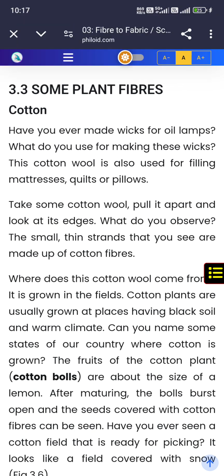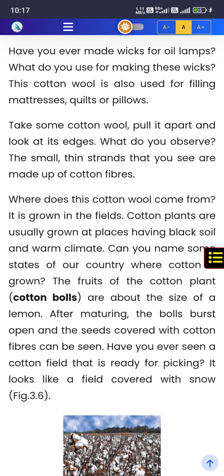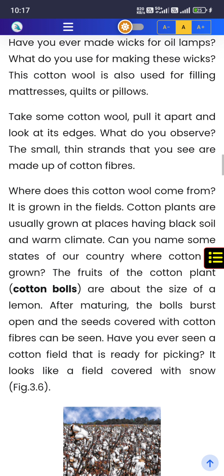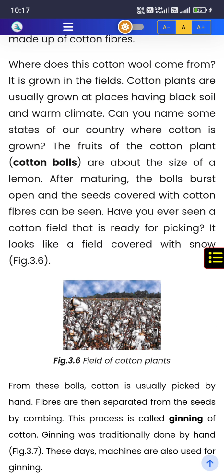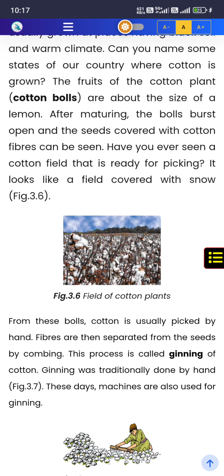After maturing, the balls burst open and the seeds covered with cotton fiber can be seen. There are seeds also in the fruit. Have you ever seen a cotton field that is ready for picking? It looks like a field covered with snow. Truly, guys. If you want to see, go to YouTube and search field of cotton plant.